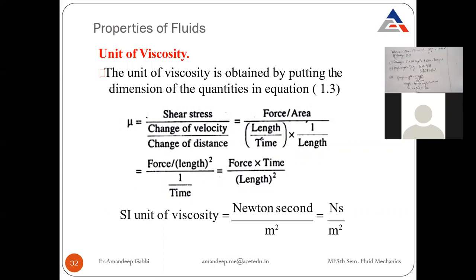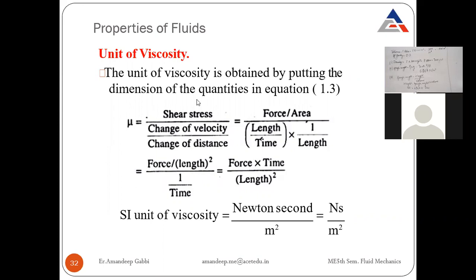Shear stress is force upon area, over change of velocity, which is length upon time, into 1 by length. When you calculate this, force upon length square, if you cancel this length with this length, force upon length square over 1 by time, you calculate this, the SI unit of viscosity will become Newton second per meter square. So SI unit of viscosity is Newton second per meter square.